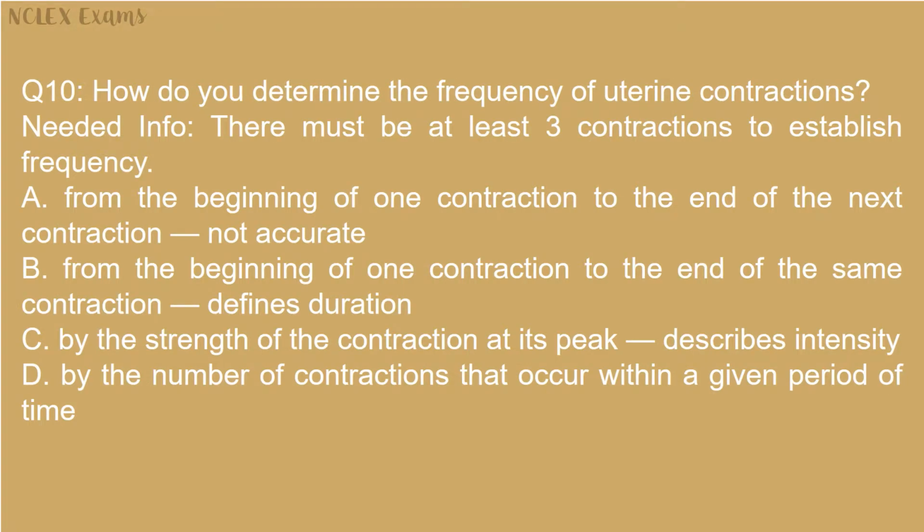Question 10. How do you determine the frequency of uterine contractions? Needed info. There must be at least 3 contractions to establish frequency. A. From the beginning of one contraction to the end of the next contraction, not accurate. B. From the beginning of one contraction to the end of the same contraction, defines duration. C. By the strength of the contraction at its peak, describes intensity. D. By the number of contractions that occur within a given period of time.